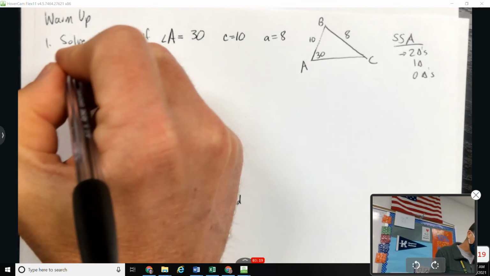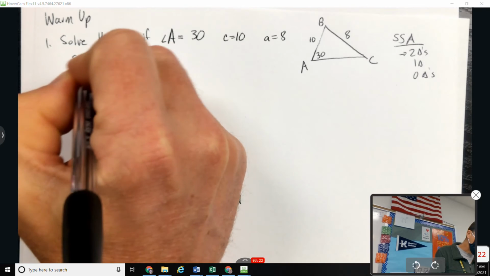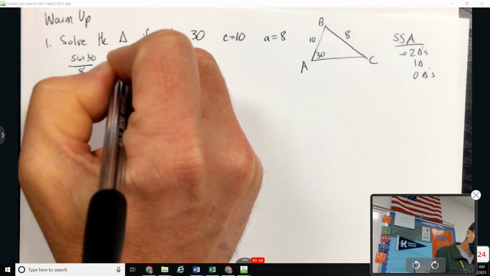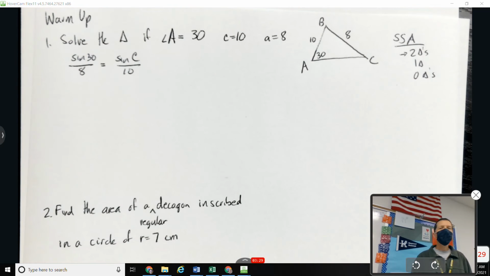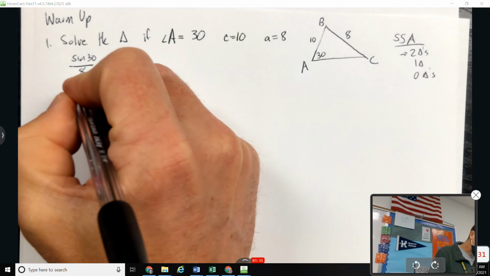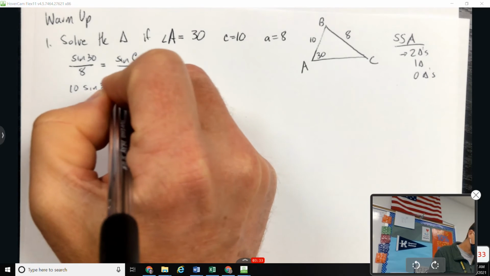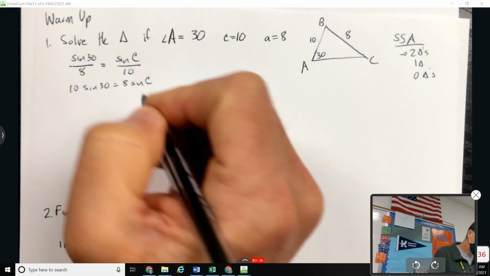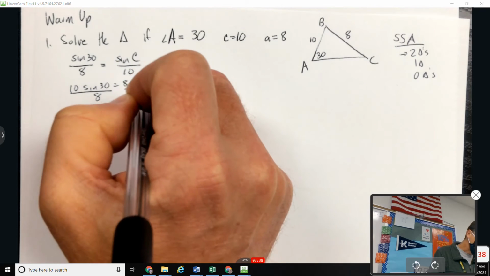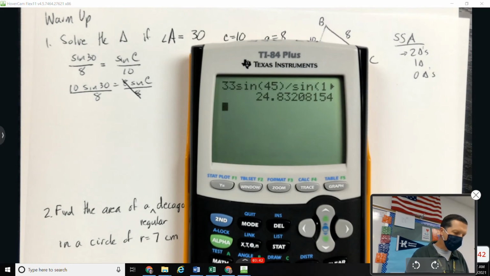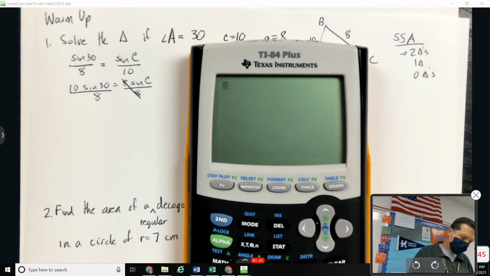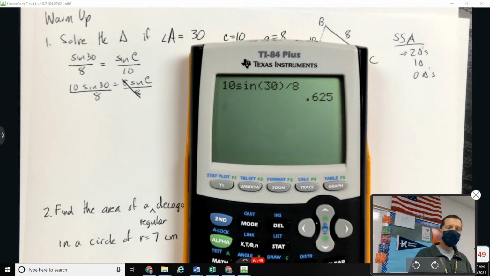30 and 8. So sine of 30 over 8 equals sine of C over 10. Cross multiply. 10 sine 30 equals 8 sine C. Divide by 8 to get rid of the 8. So sine of C is equal to 10 sine 30 divided by 8. And then to go backwards, we do inverse sine.